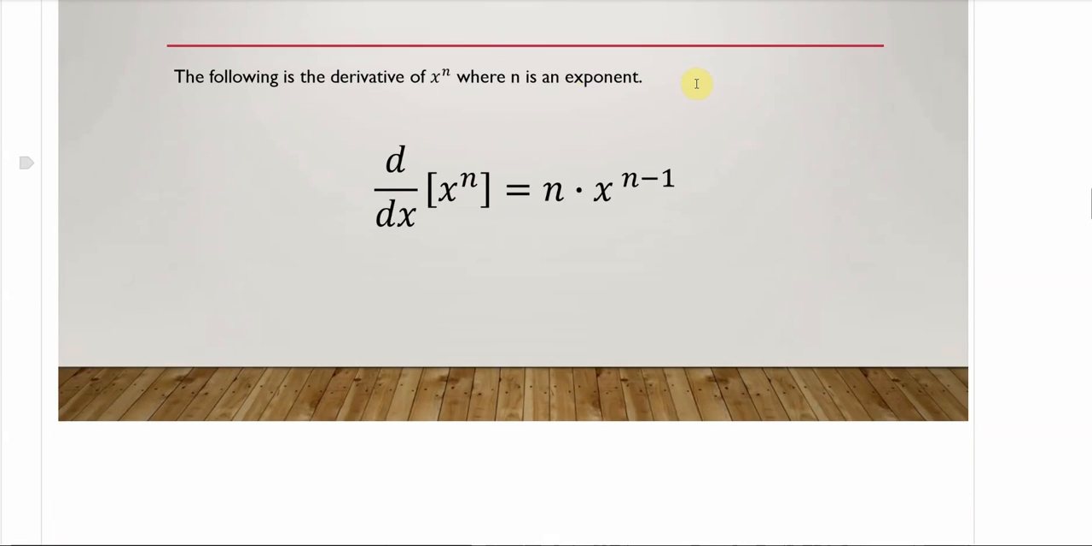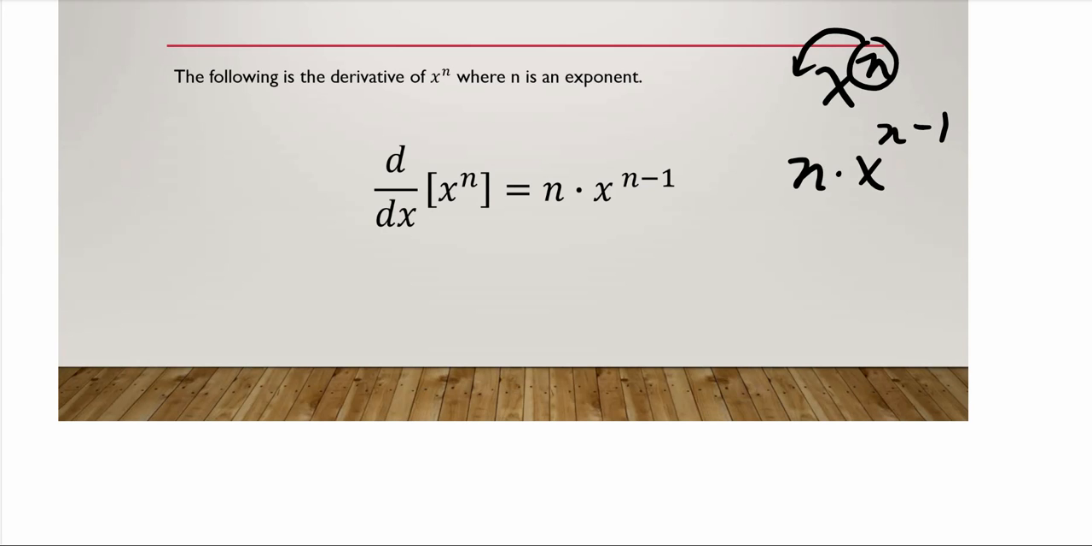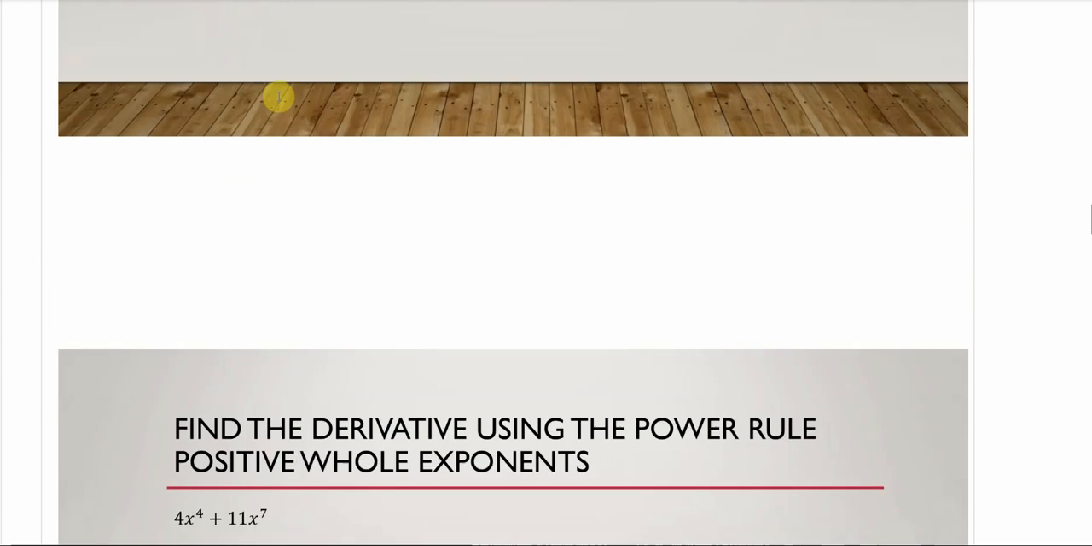What is the power rule? For those of you that didn't see it, if I have x to the n, I'm going to take the power and put it in the coefficient. So now it's going to be n times x. And then I'm going to subtract 1 from my power. So I'm going to have n times x to the n minus 1. And that is the power rule. And that's all we're going to be doing in this video. All right? So let's start off.